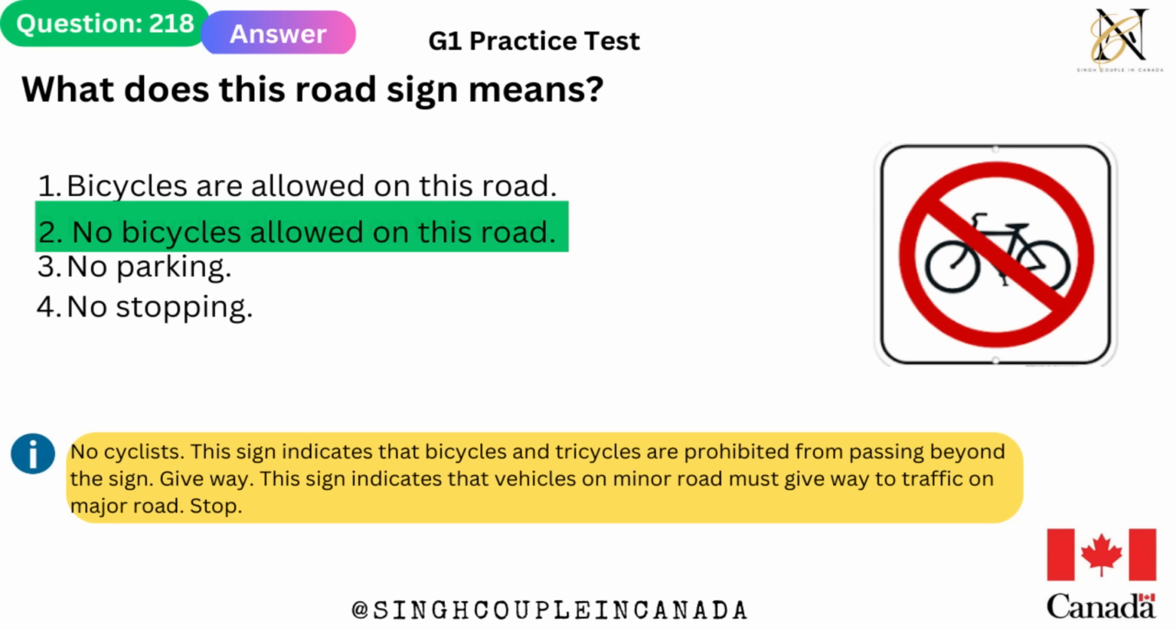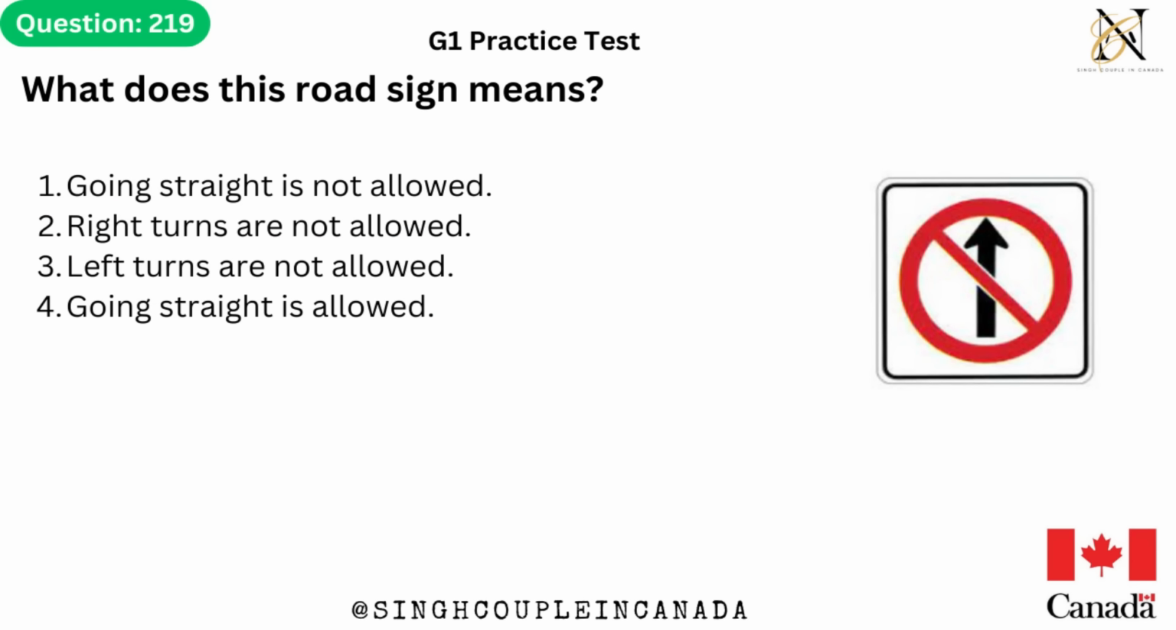No cyclists. This sign indicates that bicycles and tricycles are prohibited from passing beyond the sign. Give way. This sign indicates that vehicles on a minor road must give way to traffic on a major road. Stop.